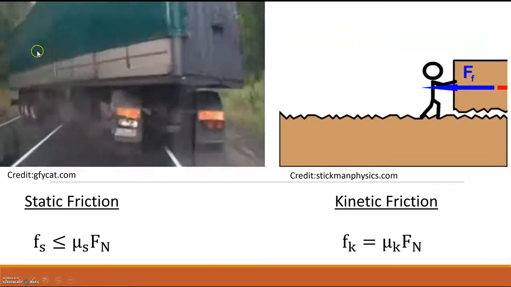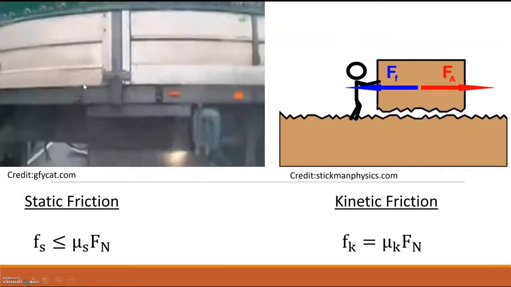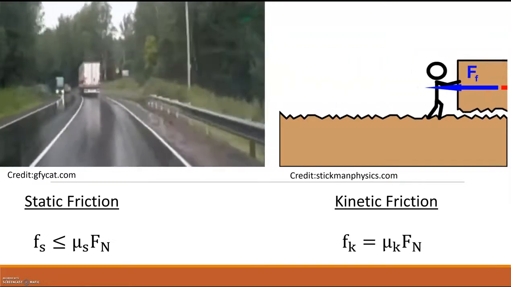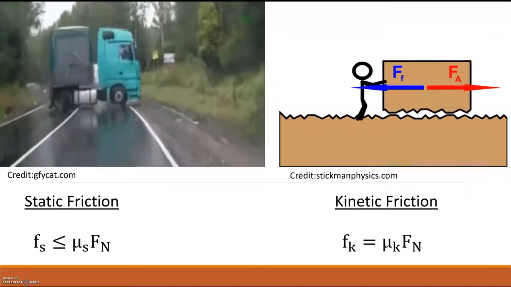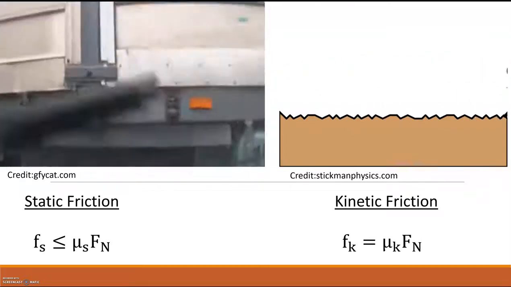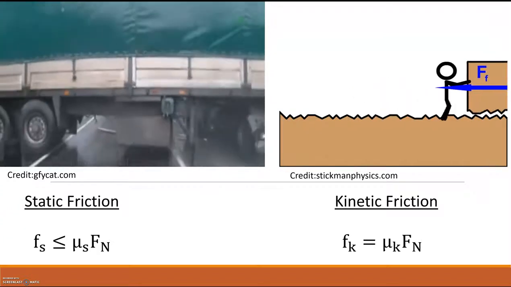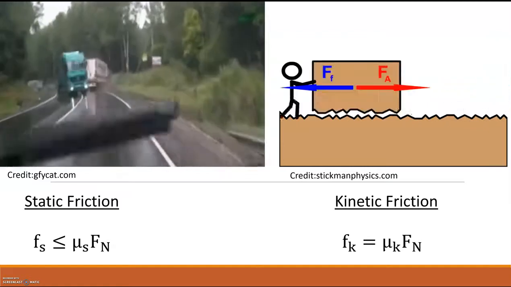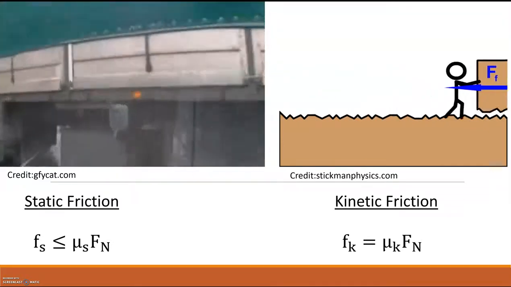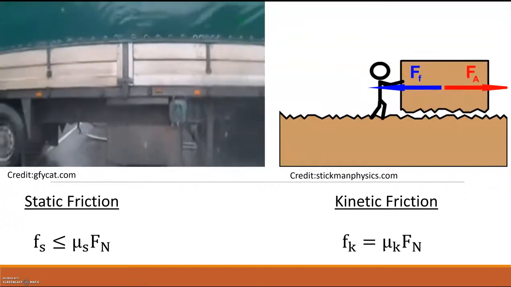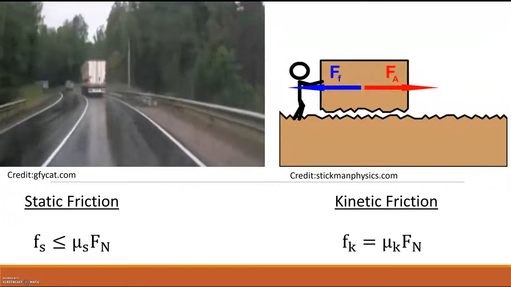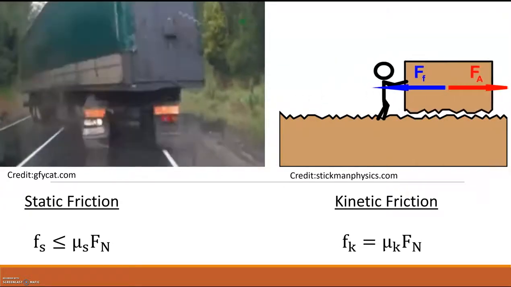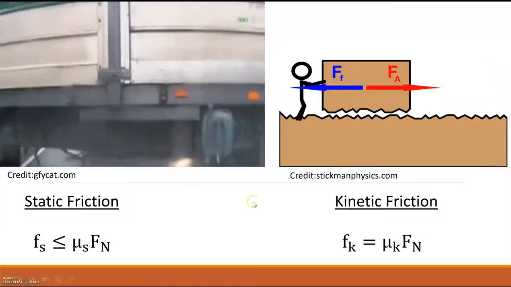So this truck is going around the bend. It's maintaining its speed, but since the ground is wet, the coefficient of friction is smaller, and it can't keep the tires going in the right direction. So as the truck starts to slide, we're transitioning from static friction into kinetic friction.